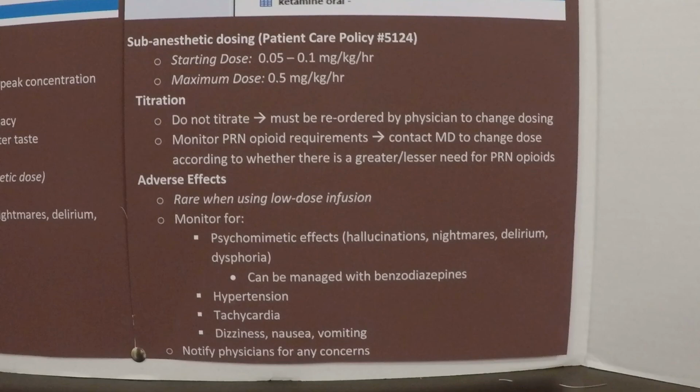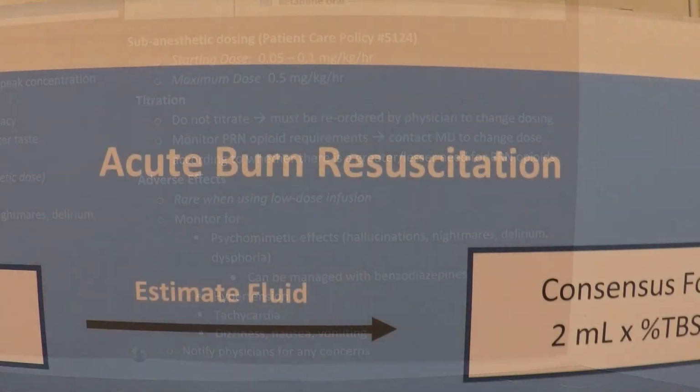If you're seeing that it's working pretty well, you can keep it at that dose. If they're requiring a lot of PRN opioids still, then we can contact the physician and have them increase the dose. Some of the adverse effects, again, are very similar to what I talked about with the PO ketamine. They should be pretty rare when you're using the low-dose infusion, but you still want to look out for the psychomimetic effects, hypertension, and tachycardia. And again, if they do have hallucinations or delirium, anything like that, then we can order some PRN benzodiazepines for them. If you do come across any of these, obviously just notify the physician and we can go from there.